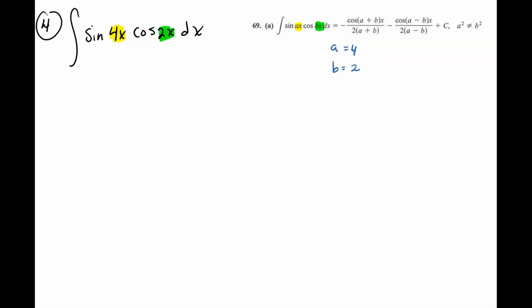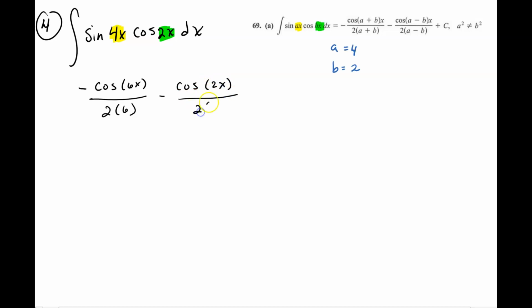And there's really nothing more to do with this other than plug in the numbers. So we have a negative cosine of A plus B, so 4 plus 2, which is 6x, over 2 times A plus B, so 4 plus 2 again is 6, so 2 times 6. And then minus the cosine of A minus B, which is 4 minus 2, which is 2, so 2x, over 2 times A minus B, so 4 minus 2 again is 2, plus C, your constant of integration. All right, we've got that there, nothing really to it.